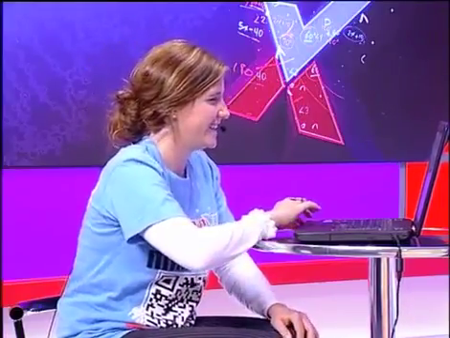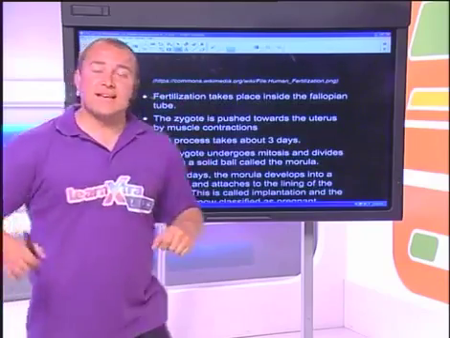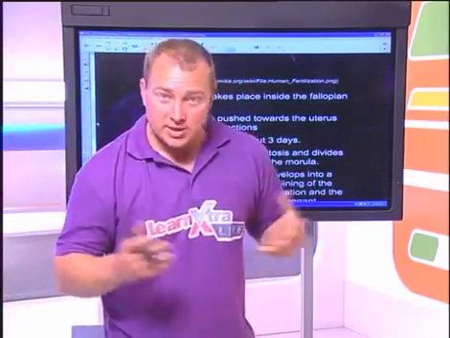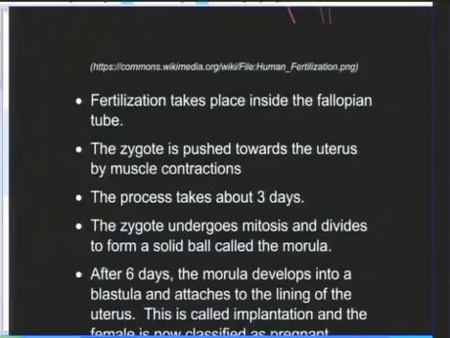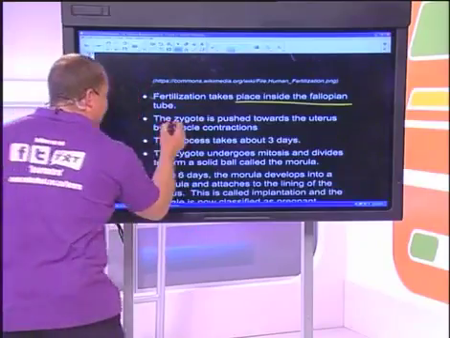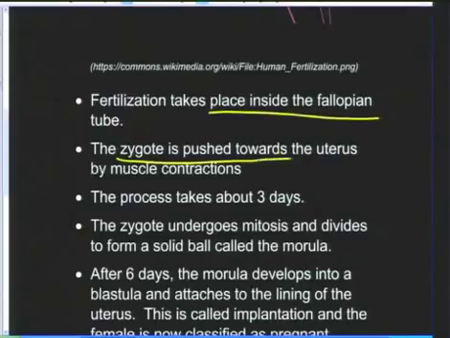Now, let's have a look at this. This is how we're going to take it. Fertilization has to take place in the fallopian tubes. Yes? We've spoken about it. Very, very, very important. Now, when they join, okay, look here. The zygote is pushed towards the uterus. The minute the sperm and the egg join, it becomes a zygote.